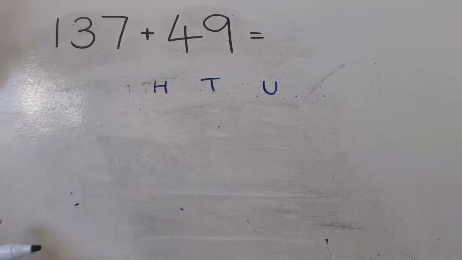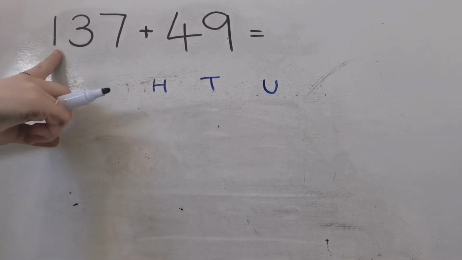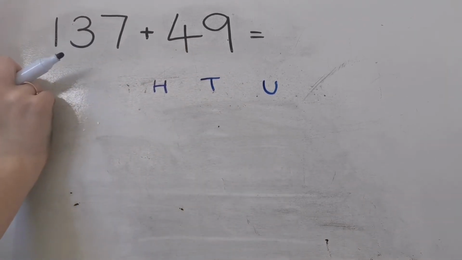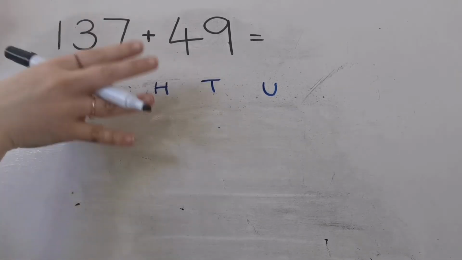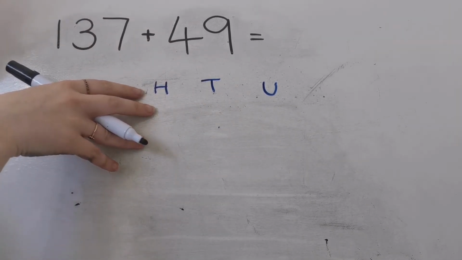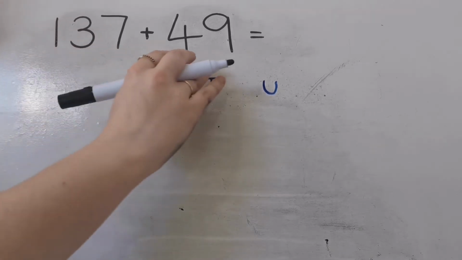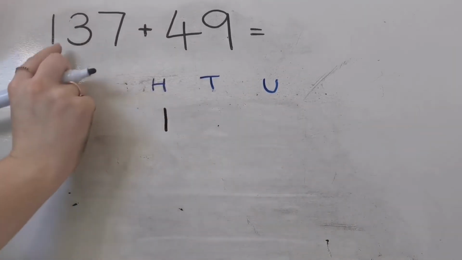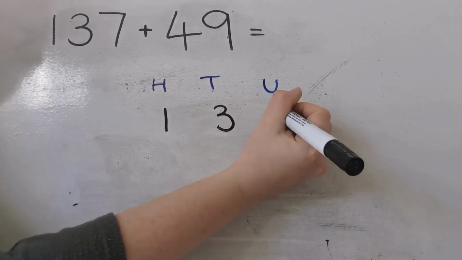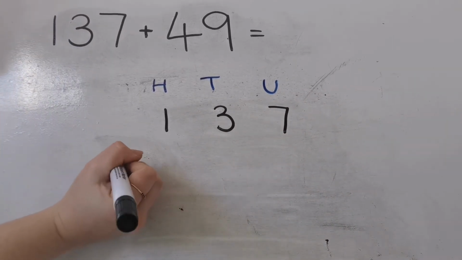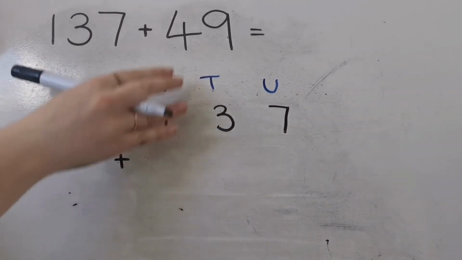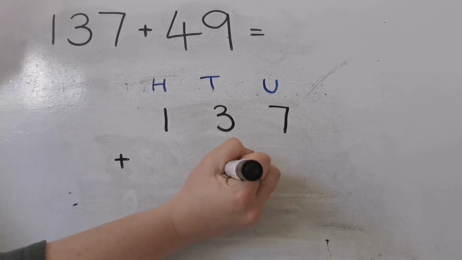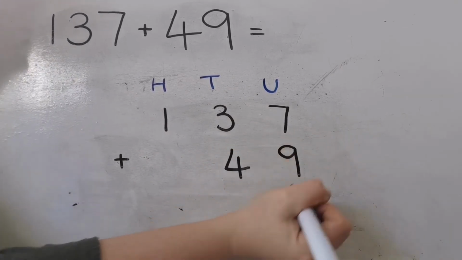This time we're moving on to a 3-digit number, as you can see, 137 plus a 2-digit number, 49. We need to make sure that we are lining this up in the correct columns. It gets a little bit more tricky when the numbers aren't exactly the same number of digits. So in this one, we have 100, 3 tens and 7 units. And in our next number, it's not a 3-digit number, so we've got 0 hundreds, 4 tens and 9 units.